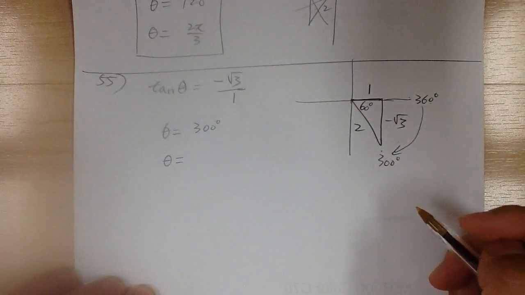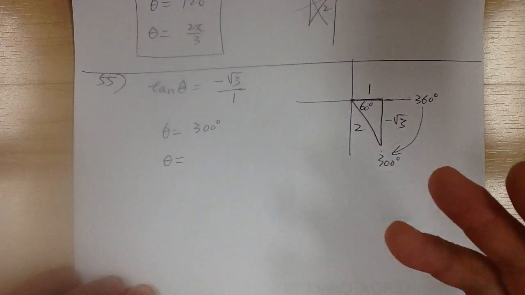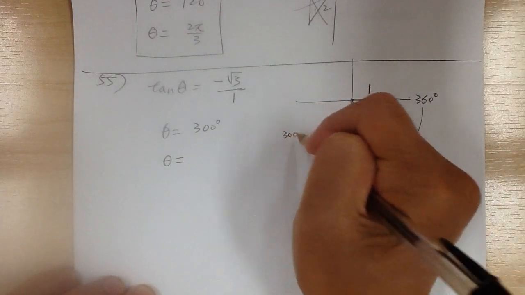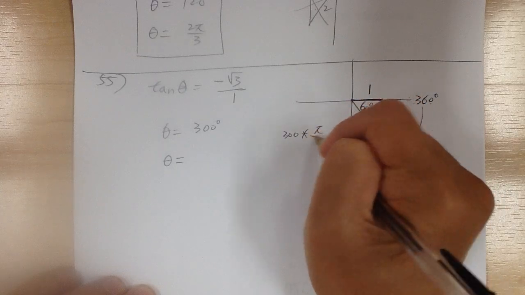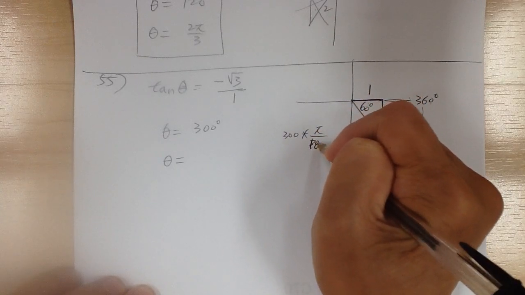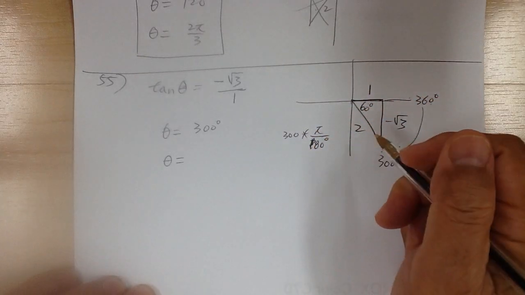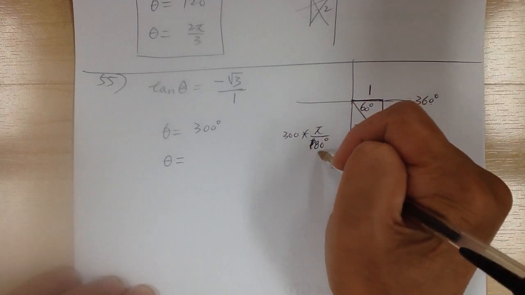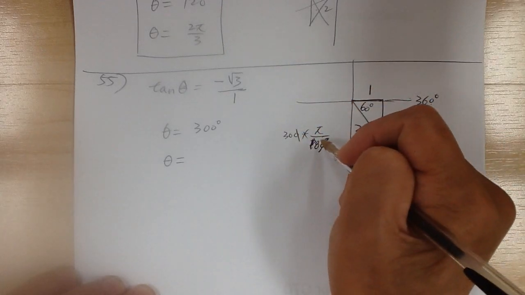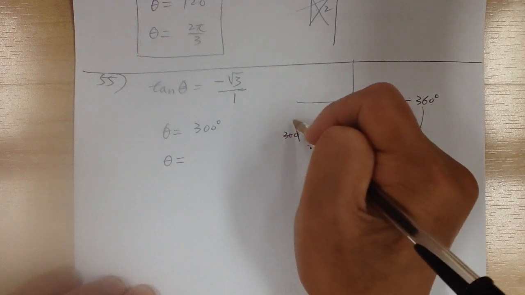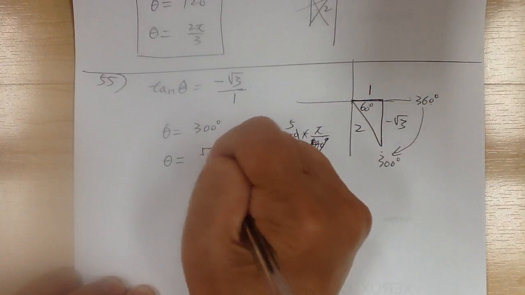Okay, and if you're going to convert, if you don't know mentally, what you do is you do this, right? You times it by pi over 180 degrees. Okay, and so you get rid of a 0, and you divide by 6, you get 3. Divide by 6, you get 5. So you get 5 pi over 3.